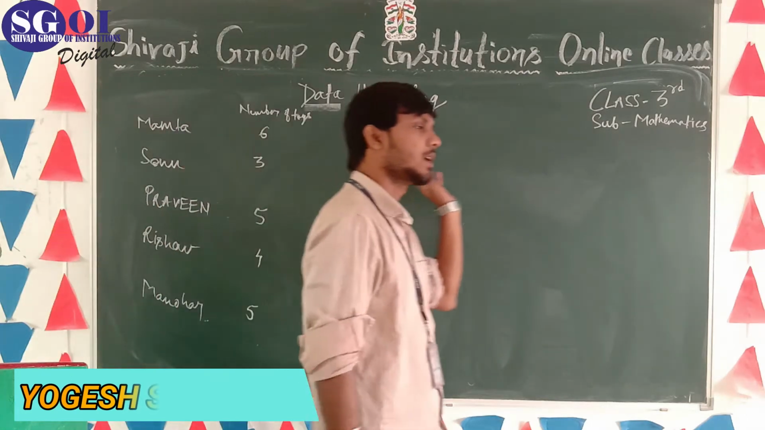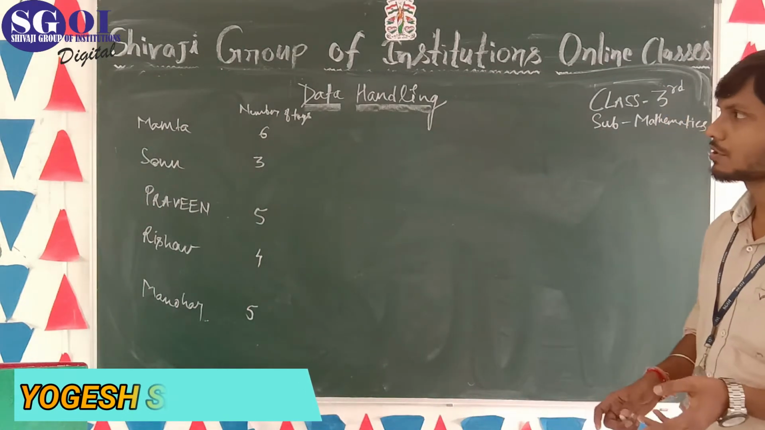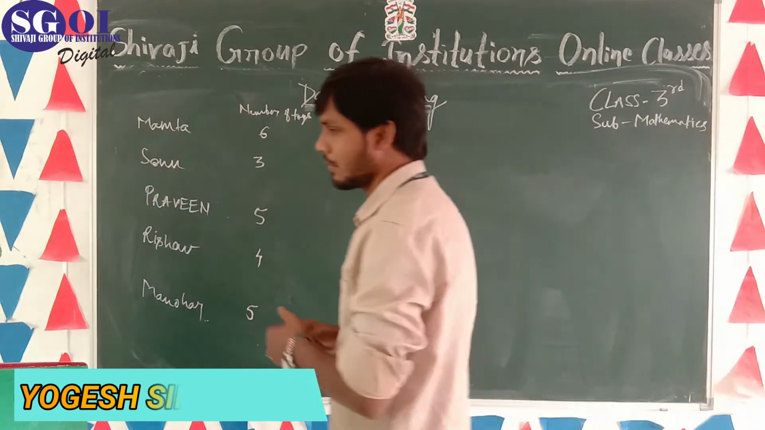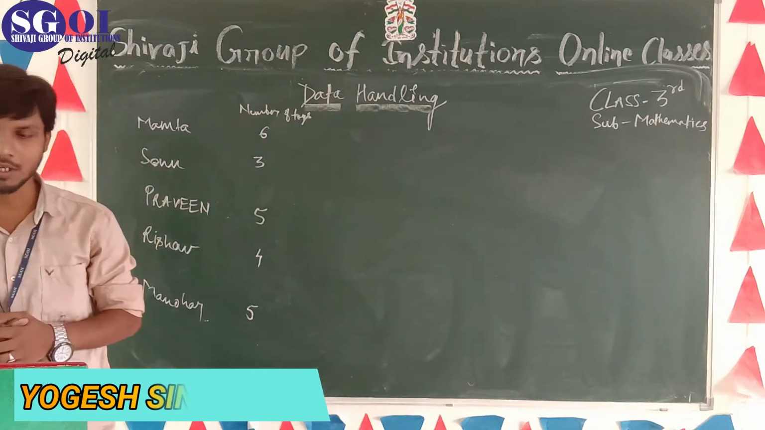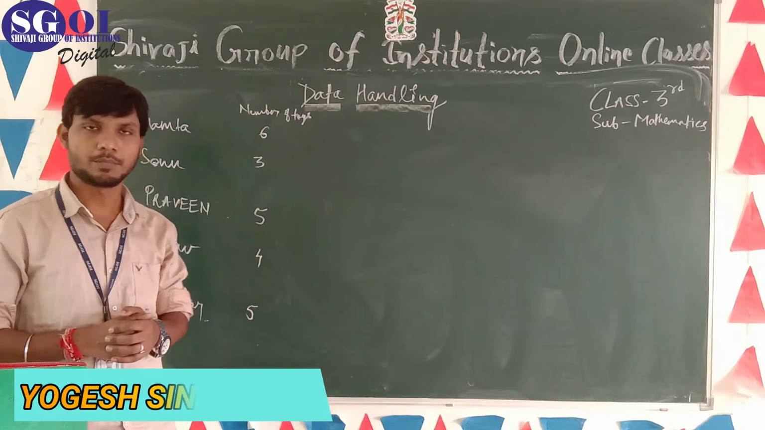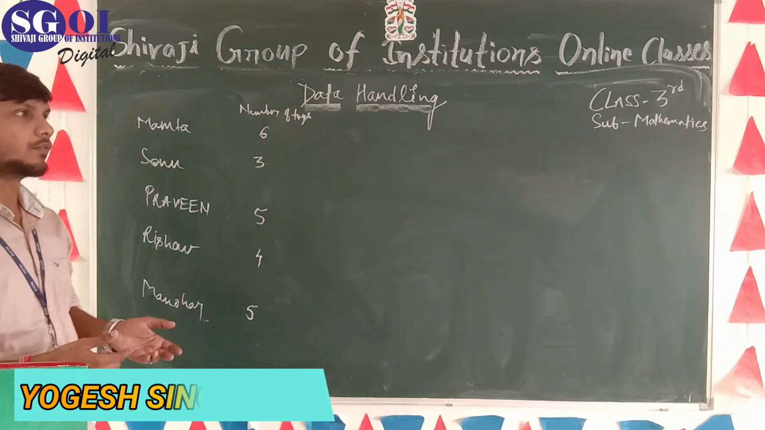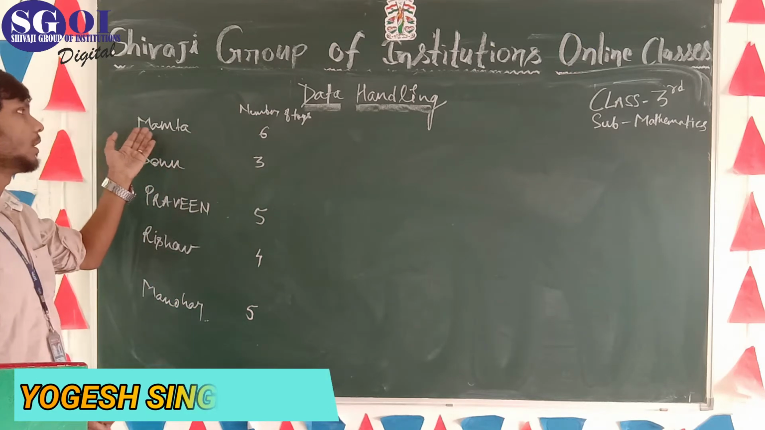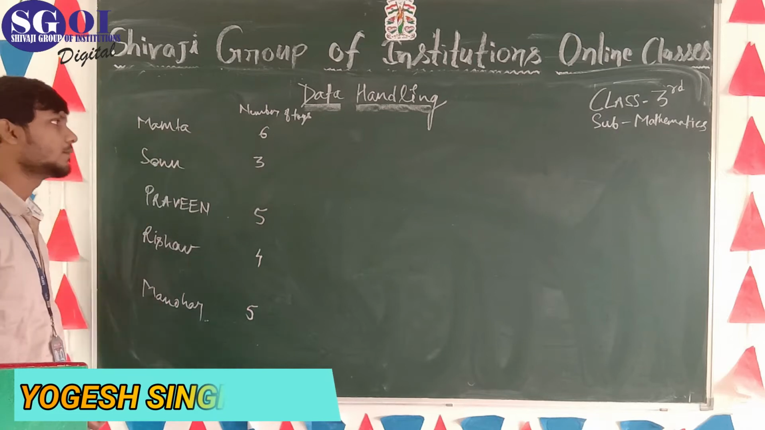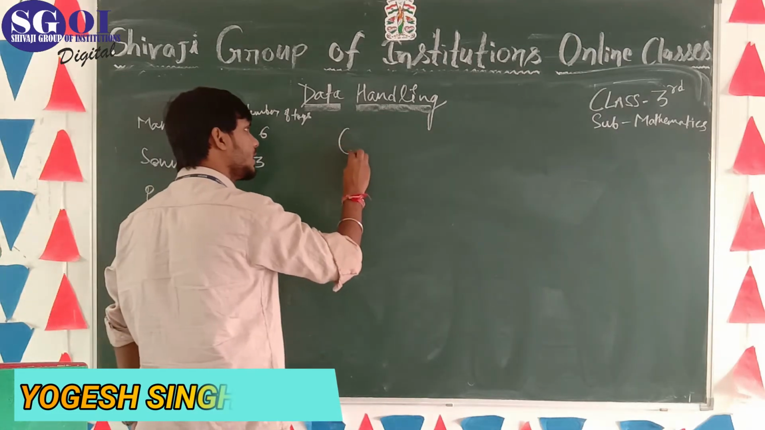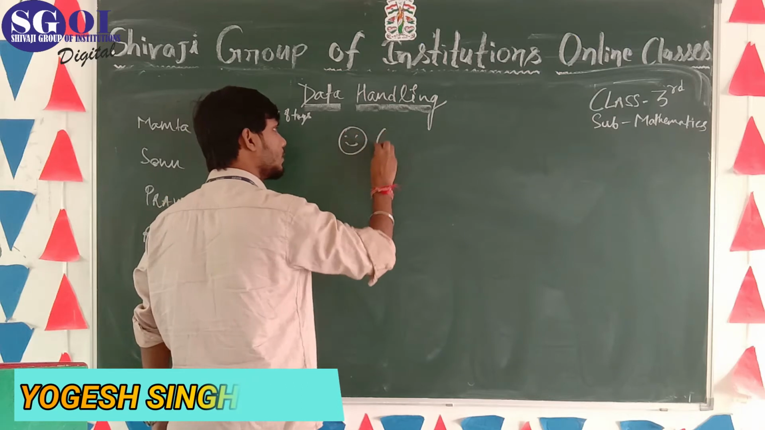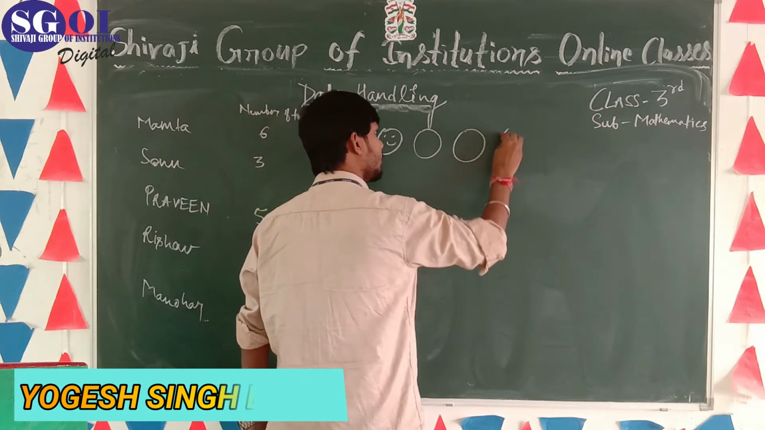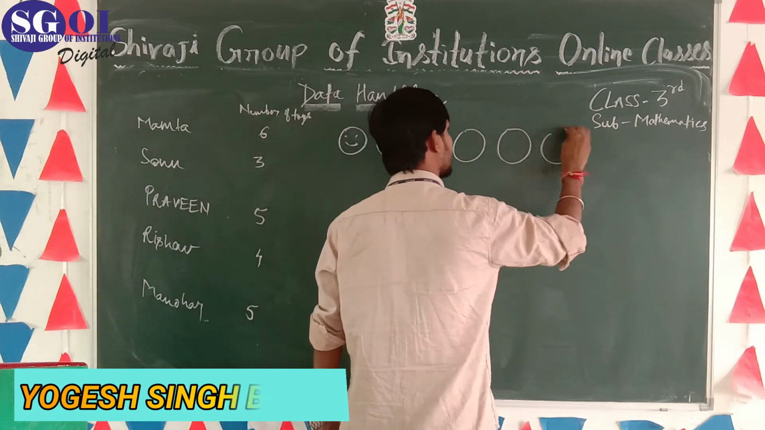But when we use pictures to represent such data, that kind of representation is known as pictorial representation, or we can also call it a pictograph. Let's see how many toys Mamta has. Mamta has 6 toys, so we can represent it like this: 1, 2, 3, 4, 5, and 6. Clear?